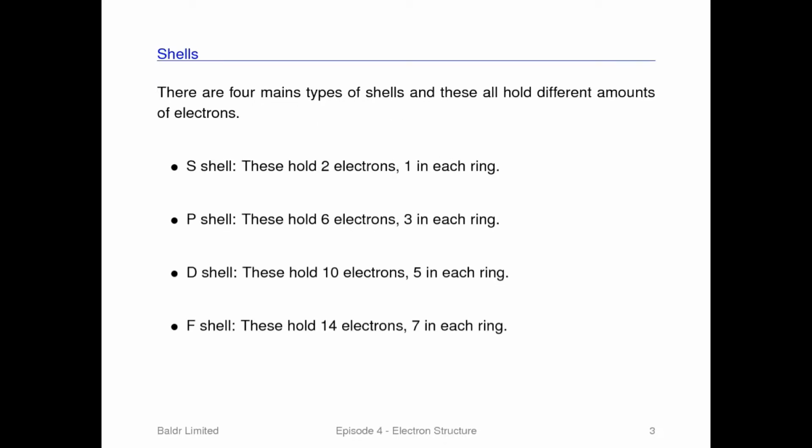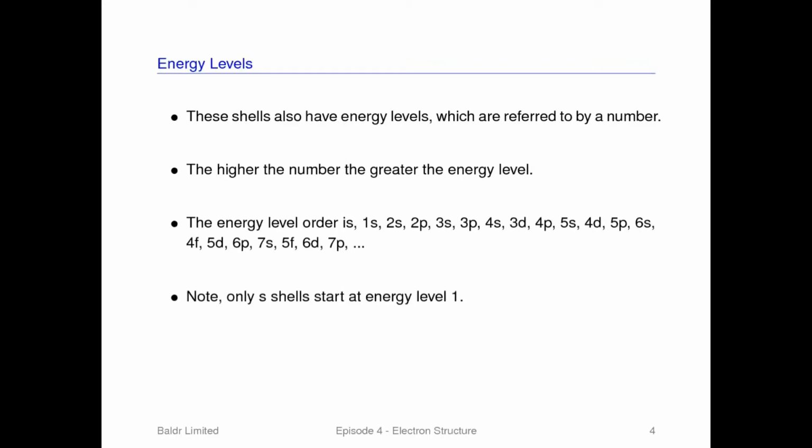Now before we start we need to explain that there are 4 main types of electron shells, which are called S, P, D and F. Each S shell can hold a maximum of 2 electrons, a P shell can hold a maximum of 6 electrons, etc. as shown. Furthermore, each shell can be broken down into 2 rings, and thus each S ring can hold only 1 electron, each P ring can hold a maximum of 3 electrons, etc. Moreover, these shells exist at multiple energy levels, so for example there is an S shell at energy level 1 and another one at energy level 2.